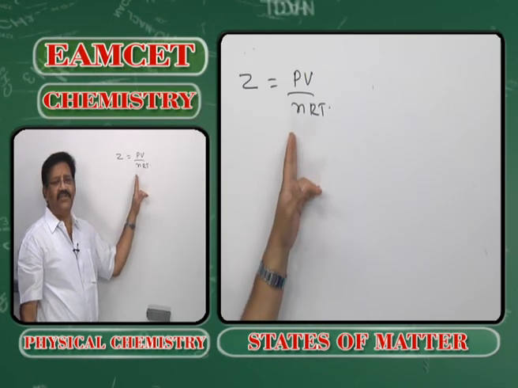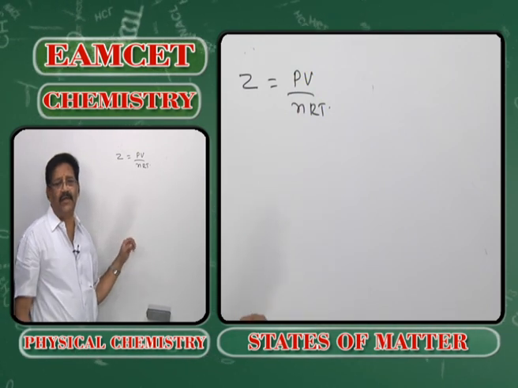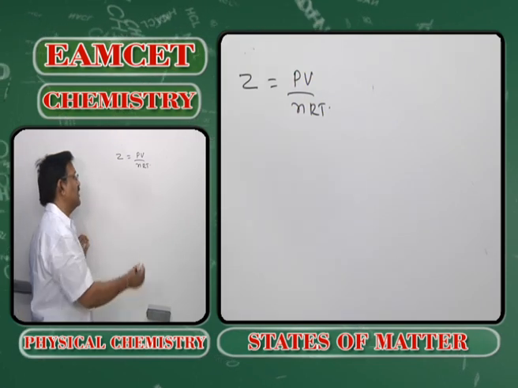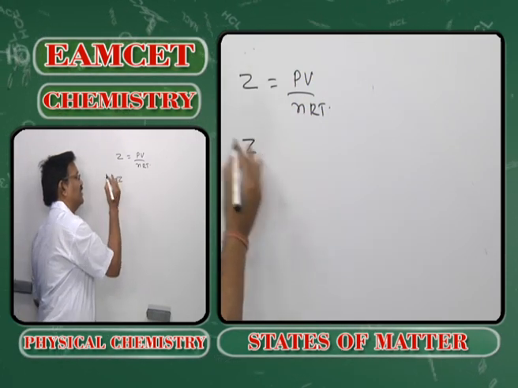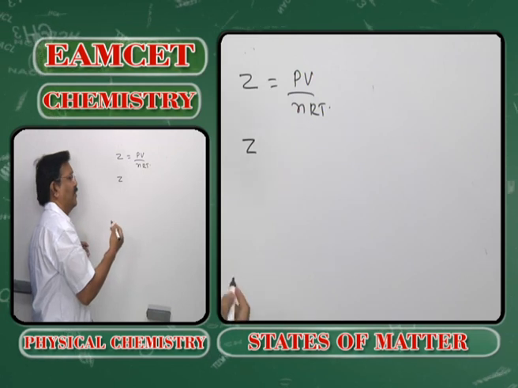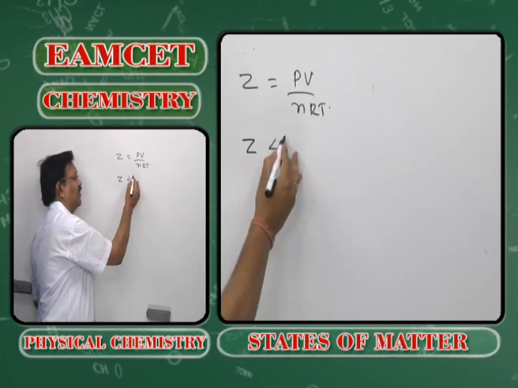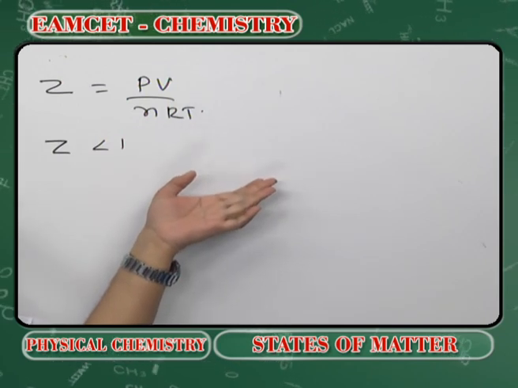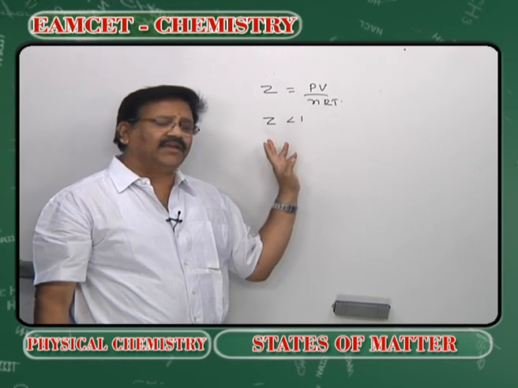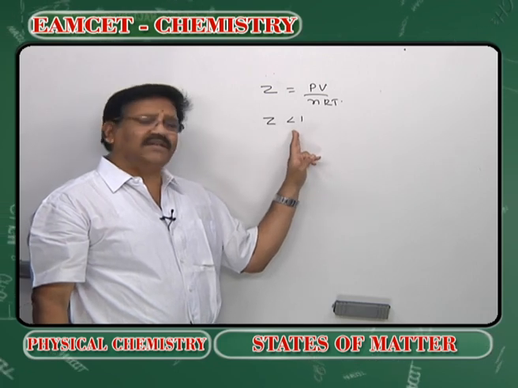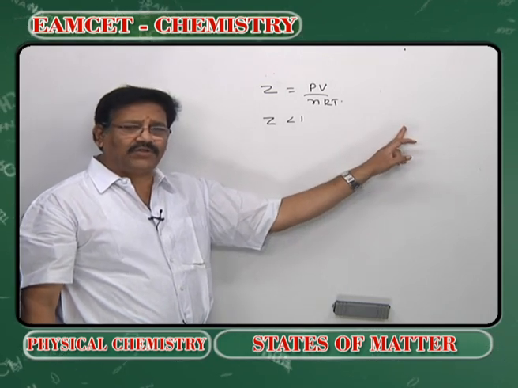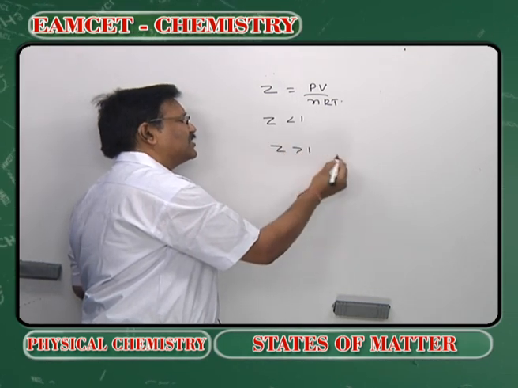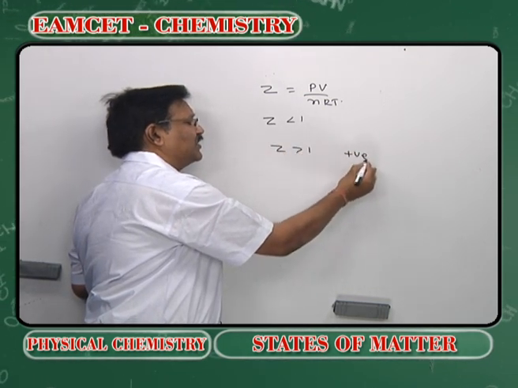In ideal conditions, Z value will be equal to 1. When Z is less than 1, it is said to show the negative deviation. When Z is greater than 1, it is said to show the positive deviation.